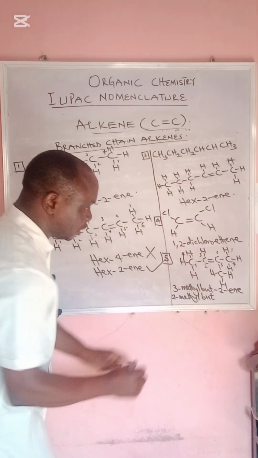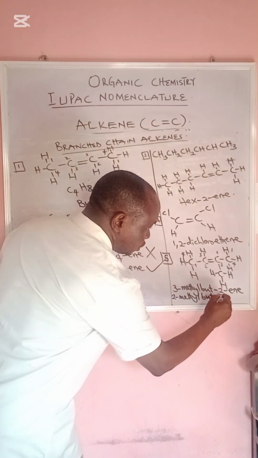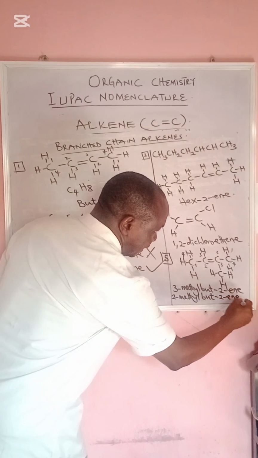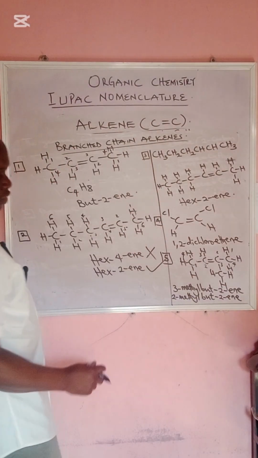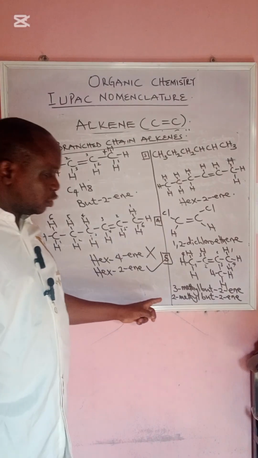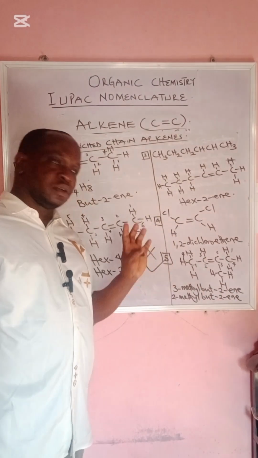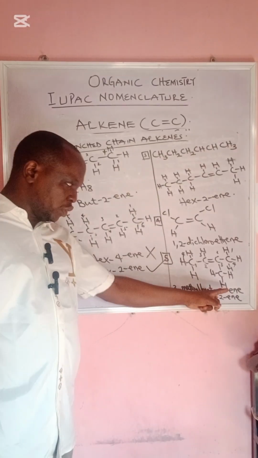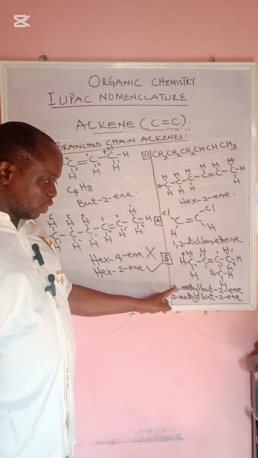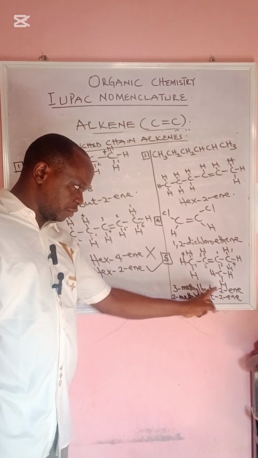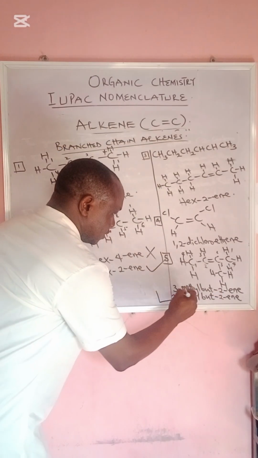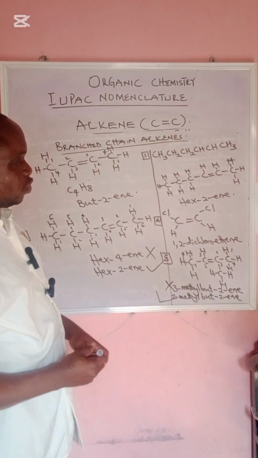Clearly, which one is the correct answer? You have to check the one with the lower numbers. You can see but-2-ene, that is very correct. But this one is 2 and this one is 3, so this one gives you 4 and this one gives you 5. So this is the correct answer, and this one is wrong. That is example 5.